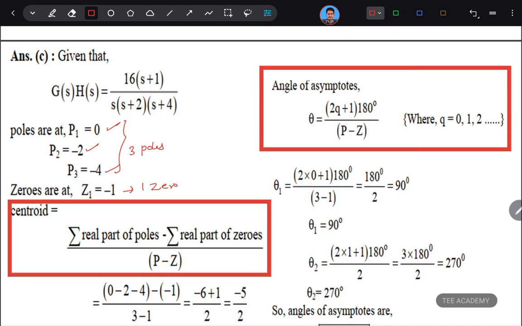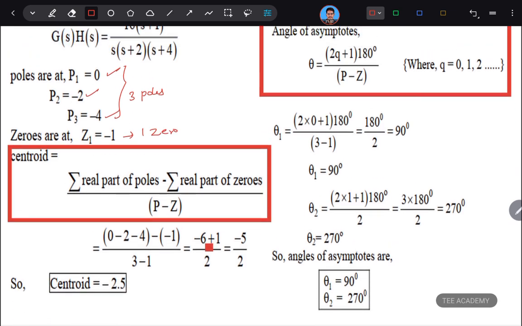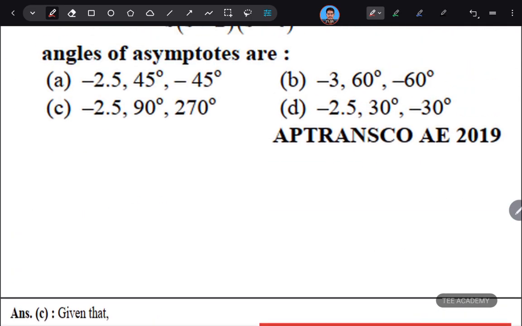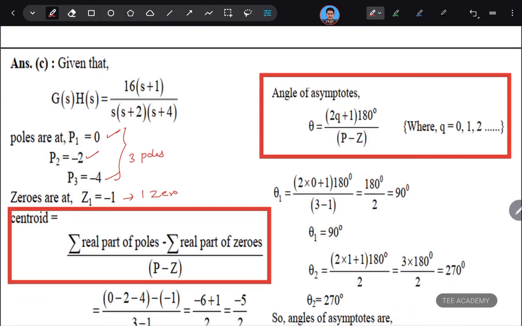Okay, how many angles of asymptotes do we need to calculate? 3 minus 1 is 2, so 2 is enough here. So theta is equal to (2 times 1 plus 1) times 180 degrees divided by 2, which is equal to 270. So the angles of asymptotes are 90 degrees and 270 degrees. So from this, the answer will be -2.5, 90 and 270. Option C is the right answer here.